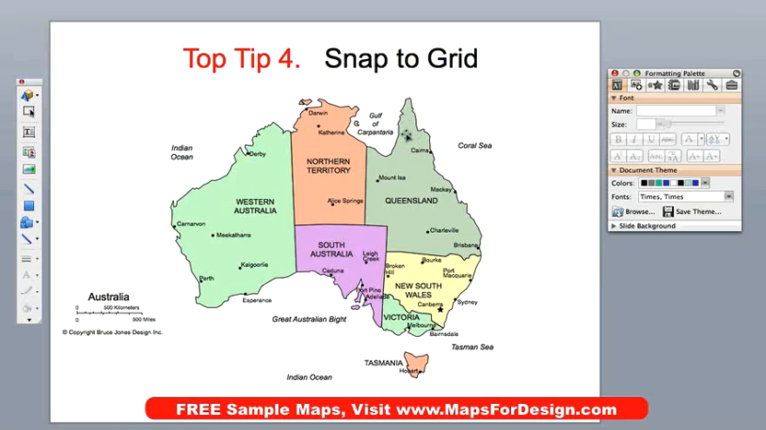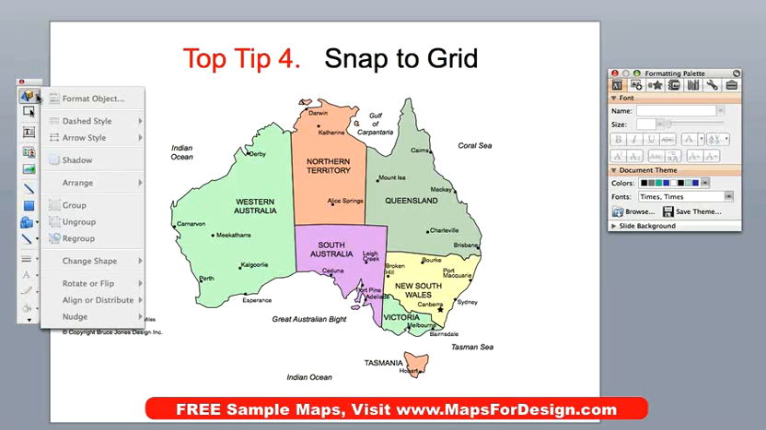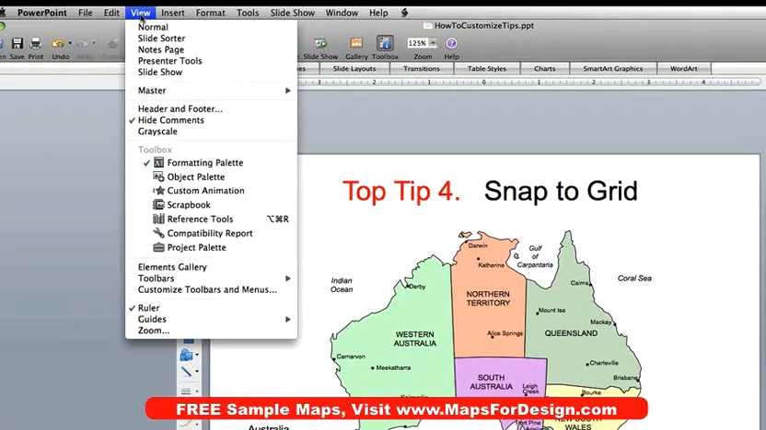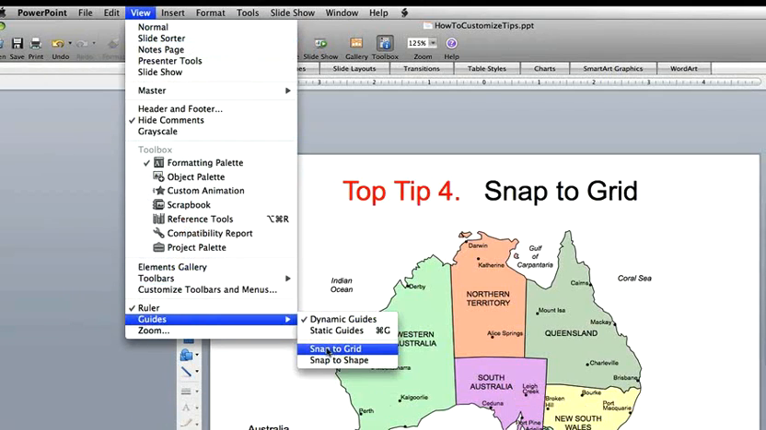So what that means is I'm going to just turn on my Snap to Grid. Now it can be located in a number of different places. In the older versions of PowerPoint, it's located here in the Draw pop-up menu. In new versions of PowerPoint, it's located here under the View menu. You just have to search for it sometimes.